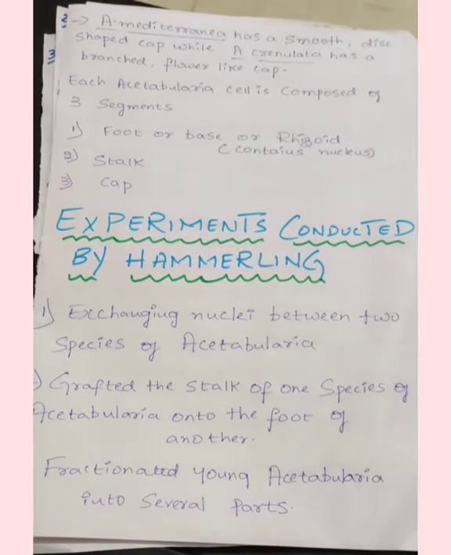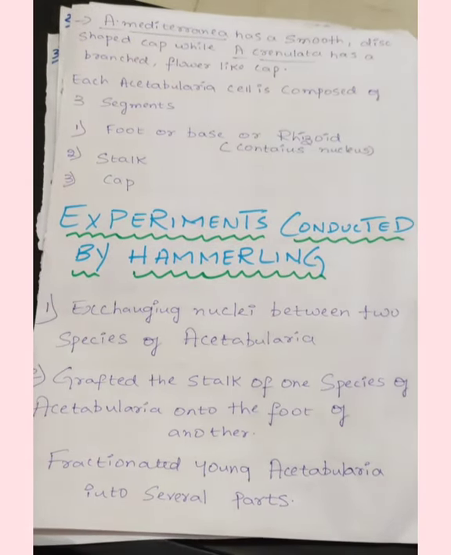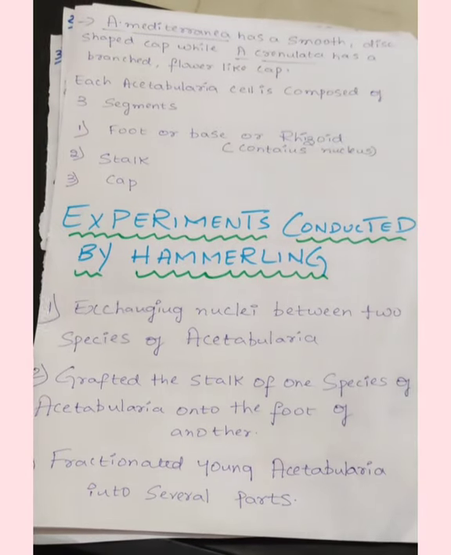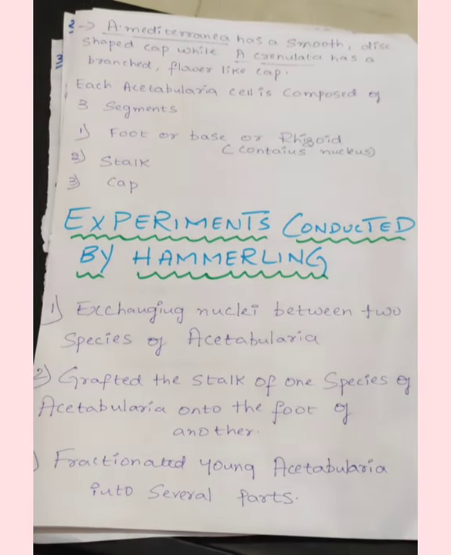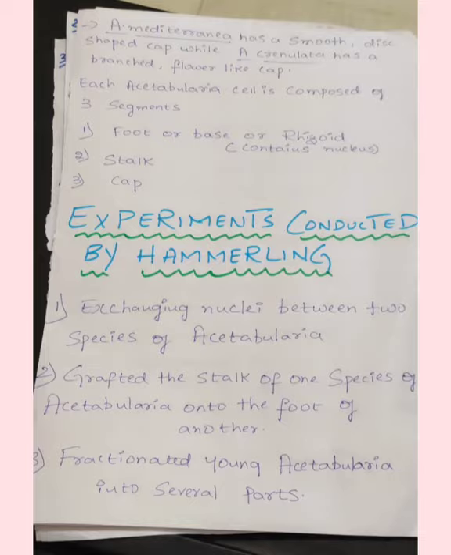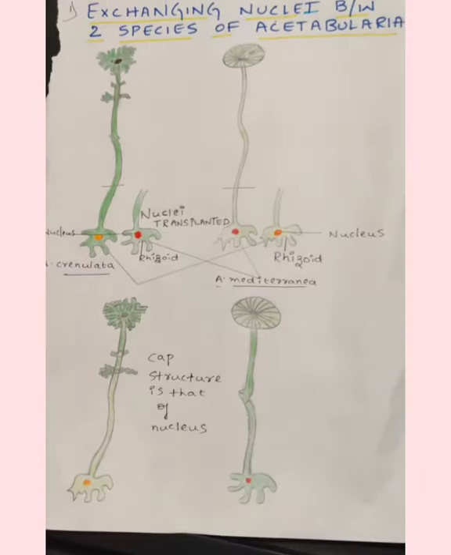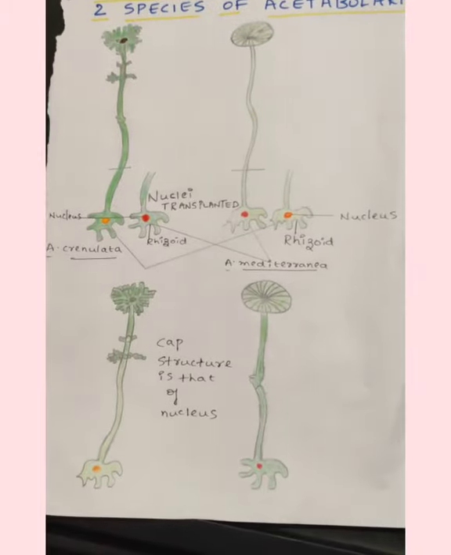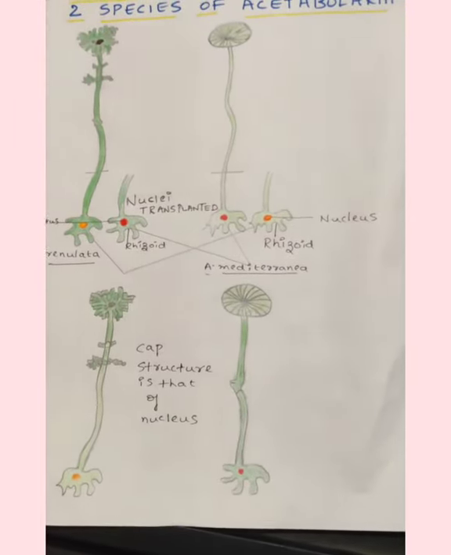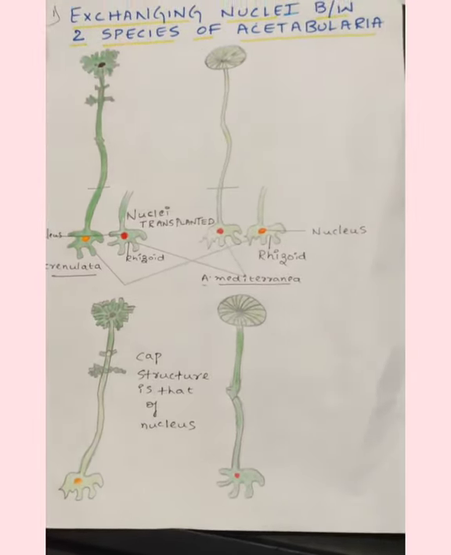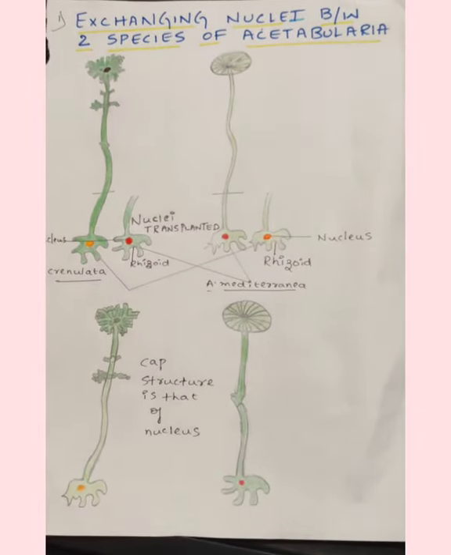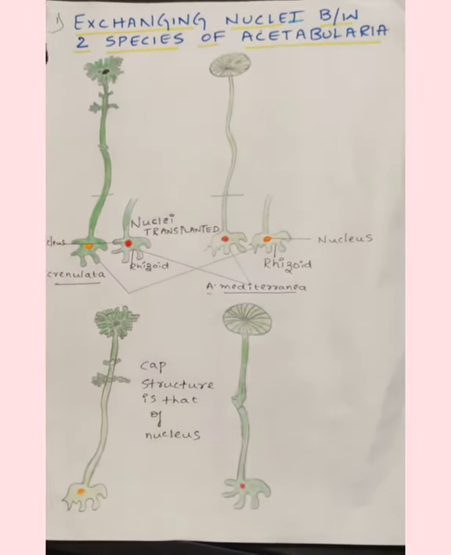Experiments conducted by Hammerling were exchanging nuclei between two species of Acetabularia. He grafted the stalk of one species of Acetabularia onto the foot of another and fractionated young Acetabularia into several parts. Experiment 1. Exchanging nuclei between two species of Acetabularia. Acetabularia mediterranea and Acetabularia crenulata have two different cap structures.